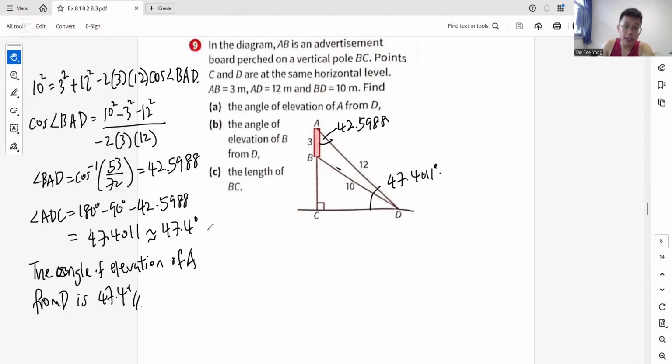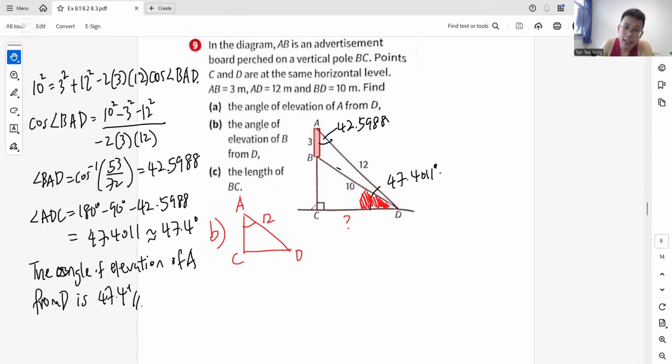Okay, so let's do part B. Part B is over here in red. So the angle of elevation of B from D. They want this angle over here. So what I can think of is I'm going to find CD. How? Focus on triangle ACD, sorry, ACD. So AD is 12, right?